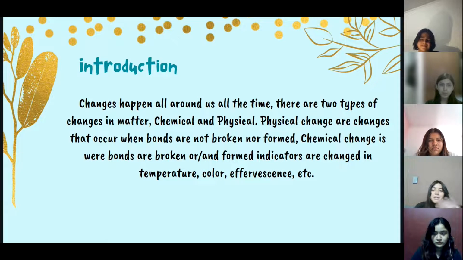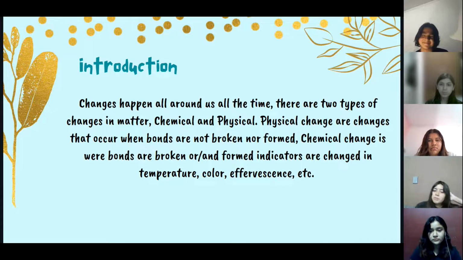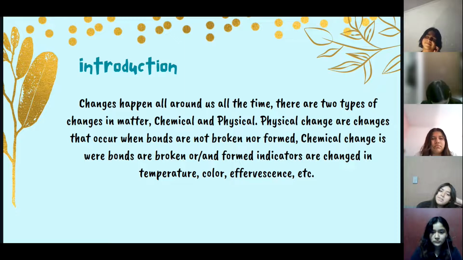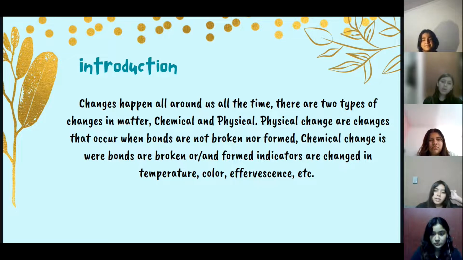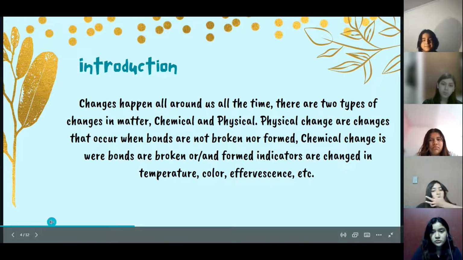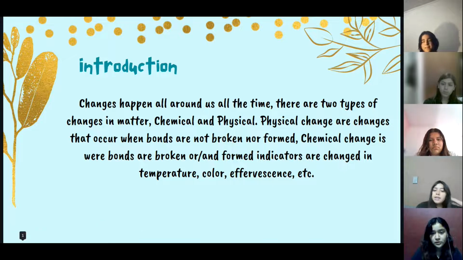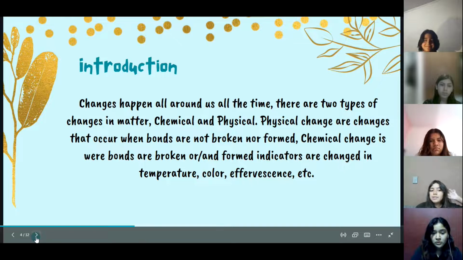Changes happen all around us all the time. There are two types of changes in matter, chemical and physical. Physical changes are changes that occur when bonds are not broken nor formed, like, for example, a change in state, separation of a mixture, physical deformation, etc. Chemical change is where bonds are broken and formed. Indicators are changing temperature, color, effervescence, etc.